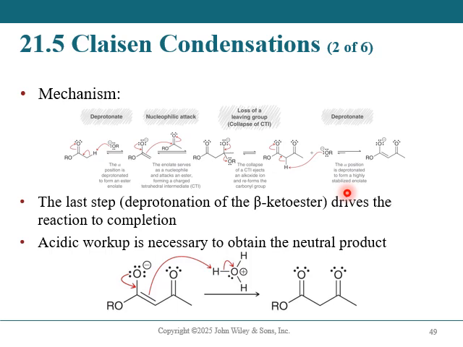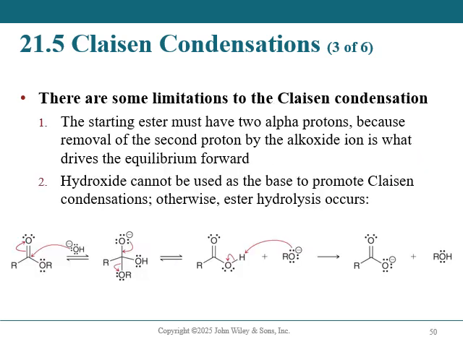Acidic workup is necessary to obtain the neutral product, instead of the one that we have here with a negative charge. There are, as you can imagine, some limitations to the Claisen condensation. First, the starting ester must have 2 alpha protons, because removal of the second proton by the alkoxide ion is what drives the equilibrium forward.